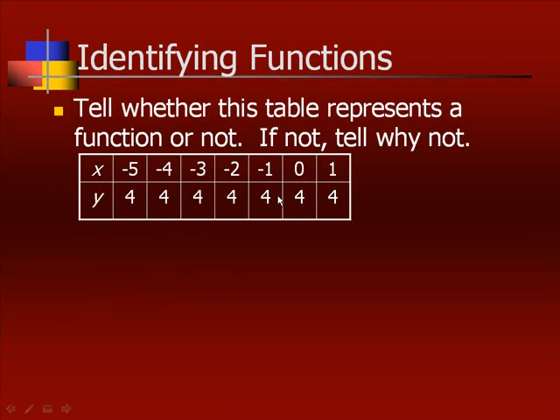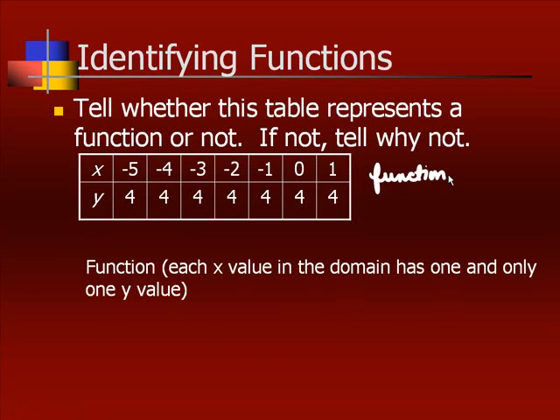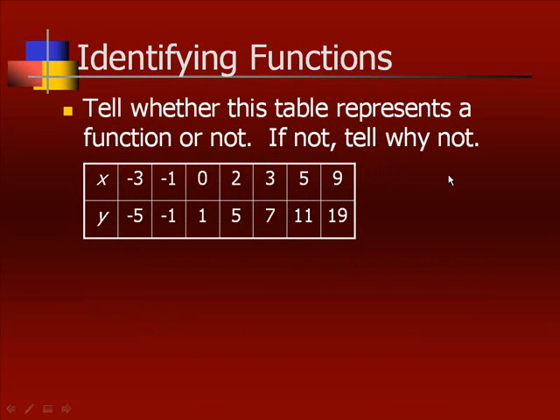What about ordered pairs? If we have negative 5, 4, negative 4, 4, and so on, look at that. This is sort of like the ordered pairs. Because all of the x values are different, we don't have to worry about the y values. This one is going to be a function. Okay? This is what we call a constant function because it doesn't matter what x is, y is always equal to the constant 4.